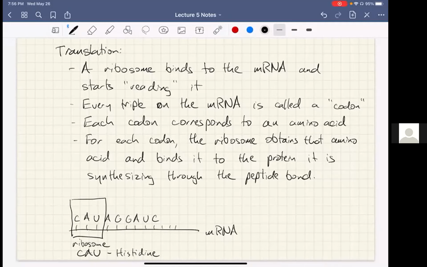All right, so the ribosome prepares an amino acid of histidine, then it moves on to the next three. And here we have AGG, and AGG corresponds to an amino acid called arginine.